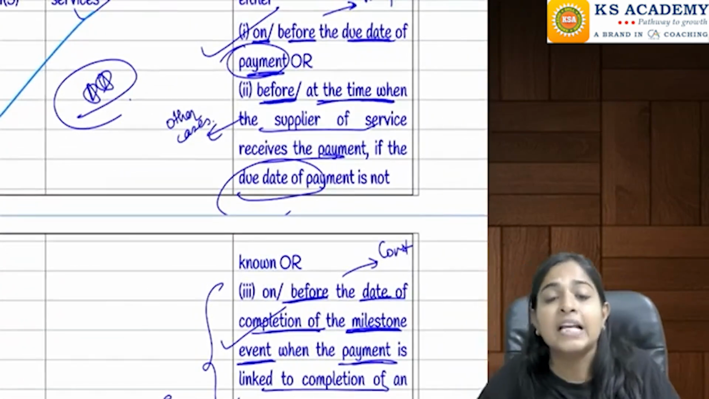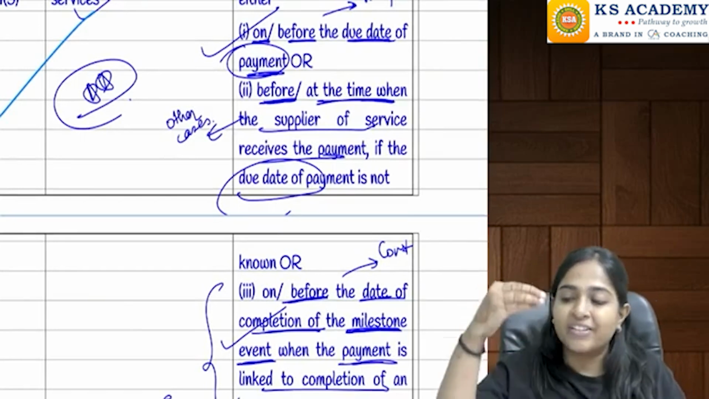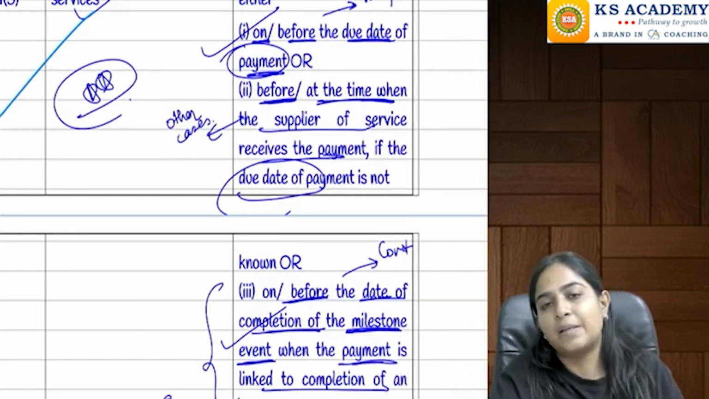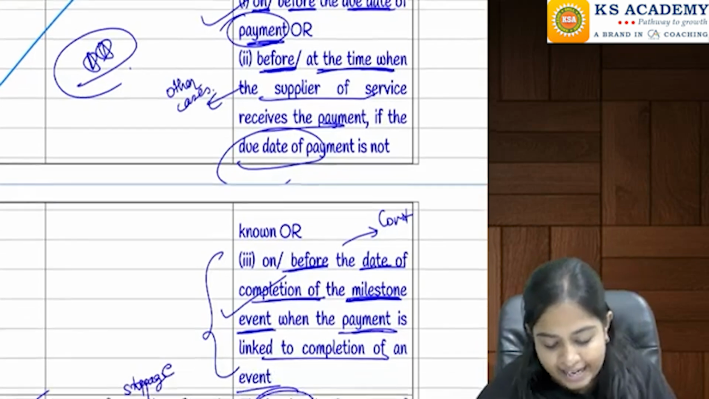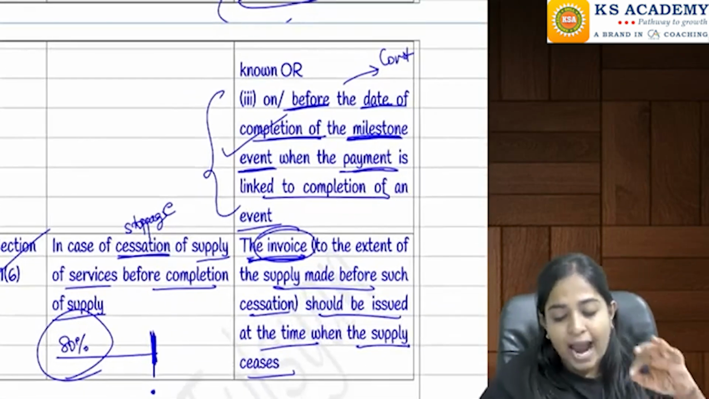Then in that case, whenever the recipient is making the payment to the supplier, on or before that date, the invoice should be issued by the supplier.